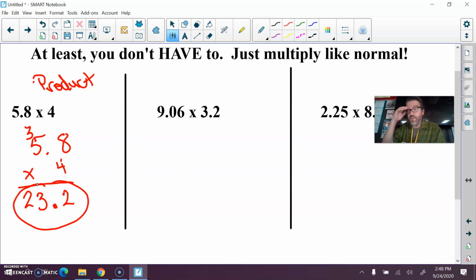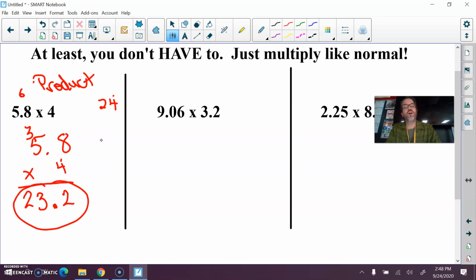Now, it's very smart to figure out before we move on if our answer is reasonable or not. If you look at the original problem, 5.8 is close to 6. Is 6 times 4, well, 6 times 4 is 24. Is our answer reasonably close to 24? 23.2 is very close to 24. So my answer is reasonable. If I had put the decimal point here and said 232 for an answer, well, that's nowhere near 24. So I would know that I need to go back and do it again because I clearly made a mistake.